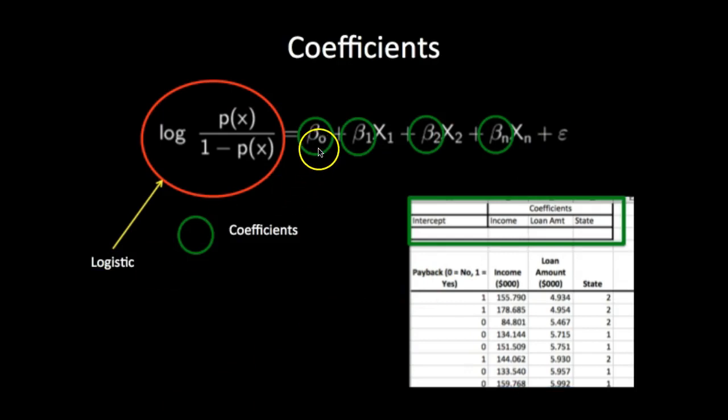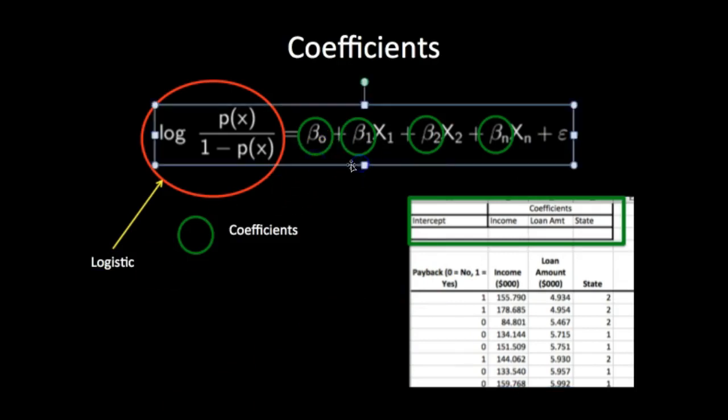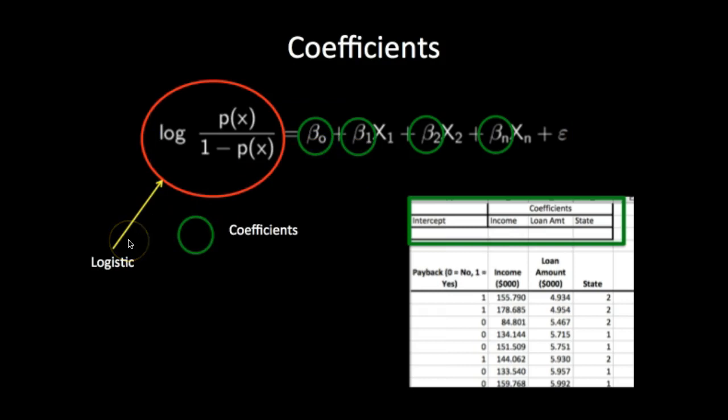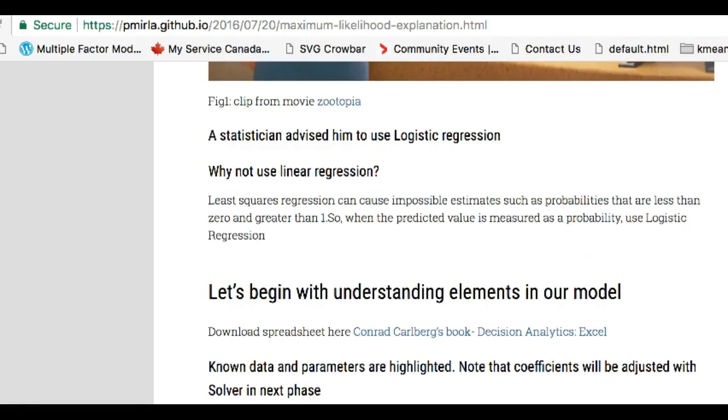Interpretation of coefficients in logistic regression is very different from linear regression. We need to understand the concept of maximum likelihood of data given the model. We will explain this shortly. Now, please open the spreadsheet provided in the blog post.